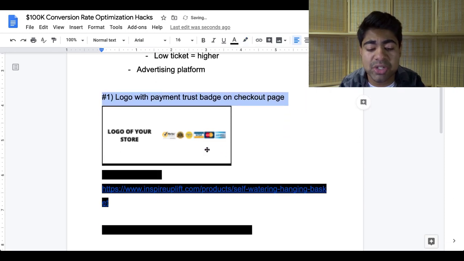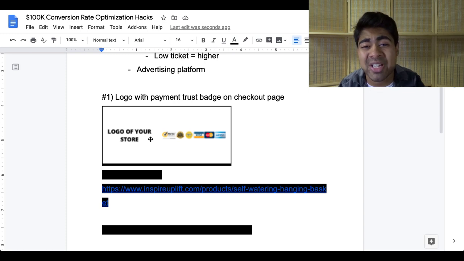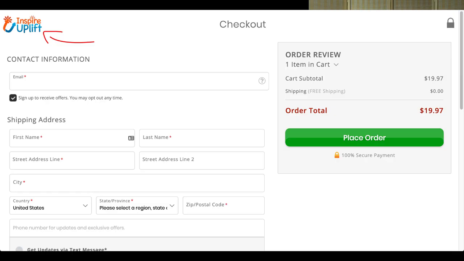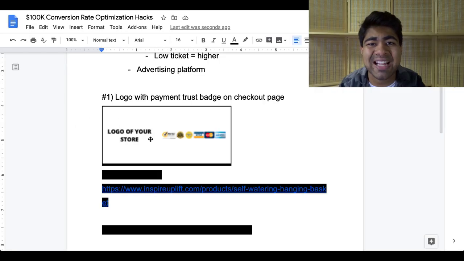So number one strategy is you want to have a logo on your checkout page with the payment trust badge. Now, what do I mean by this exactly? Well, I have an example image over here for you guys, and this is exactly what I mean. So when a person is checking out on the Shopify checkout page, usually at the top, it will show your store's logo. What you want to do is you want to edit that specific logo.